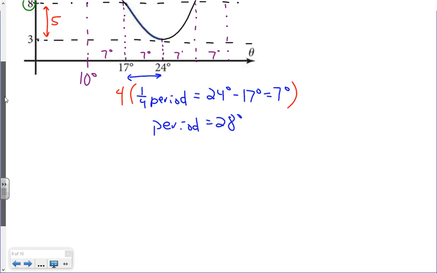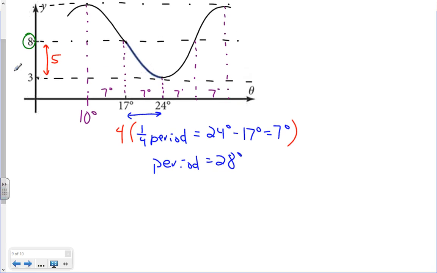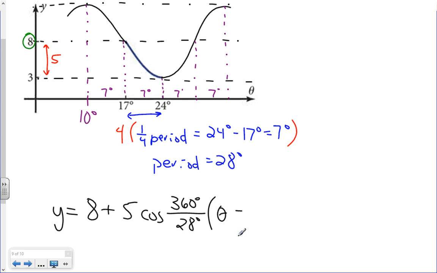All right, so we should be able to write our equation then. We're going to write this in terms of cosine. I like using cosine, and the book does as well, because you're finding the upper bound for that phase displacement, which is usually easier to deal with. So it's y equals c plus a. C is your sinusoidal axis, that's 8, plus a is our amplitude, that's the 5, times the cosine of, remember, it's 360 divided by your period, which we found was 28 degrees, times theta minus d, our phase displacement, which we found was 10 degrees. Okay, so there's our equation.